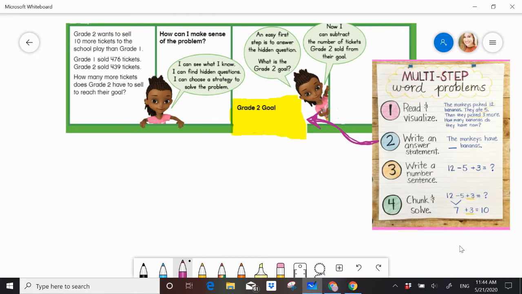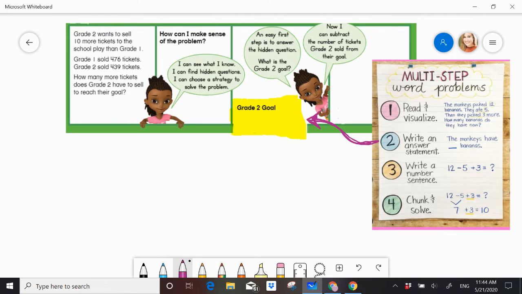Do I know how many total tickets grade 2 wants to sell, though? Not really. I know that grade 1 sold 476 tickets, but then grade 2 wants to sell 10 more than that, which they're not close to. Well, they're pretty close, but they didn't sell that many yet because they have less. So grade 1 sold 476 tickets. Grade 2 wants to sell 10 more than that. So the hidden question is I got to figure out the grade 2 goal to start.